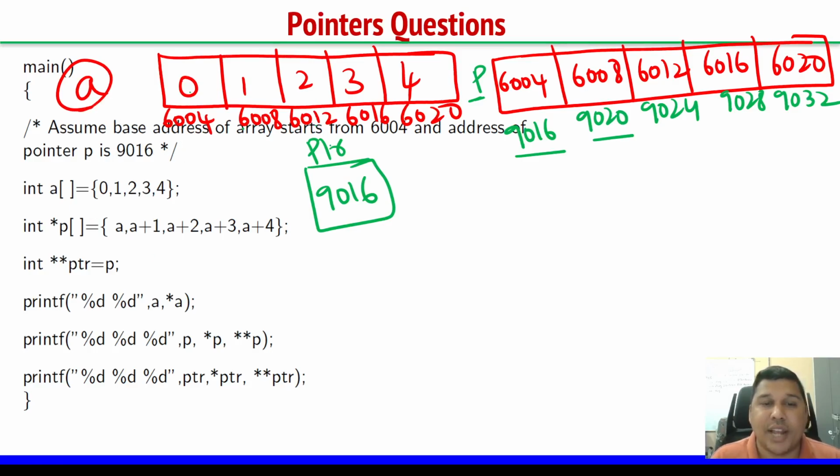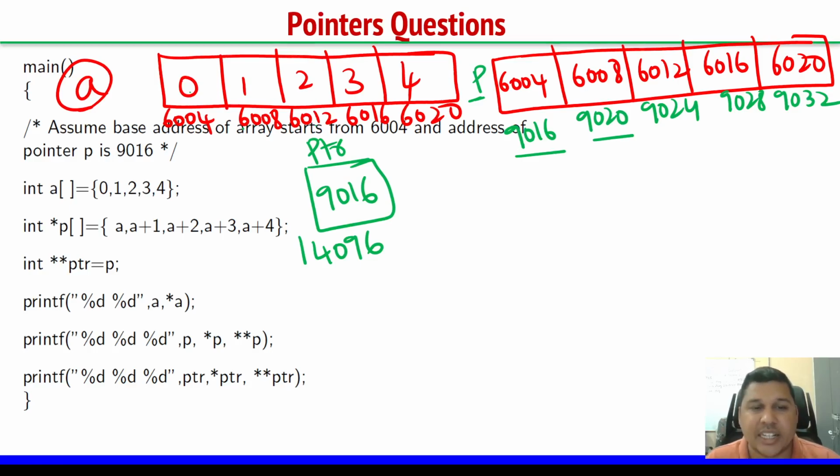Okay, and we have a double pointer PTR, and let us assume the address of this is 14096. PTR is a variable, every variable has some address. So PTR has 9016, its address is 14096. With this data, I hope it is clear. You are understanding this question, right?